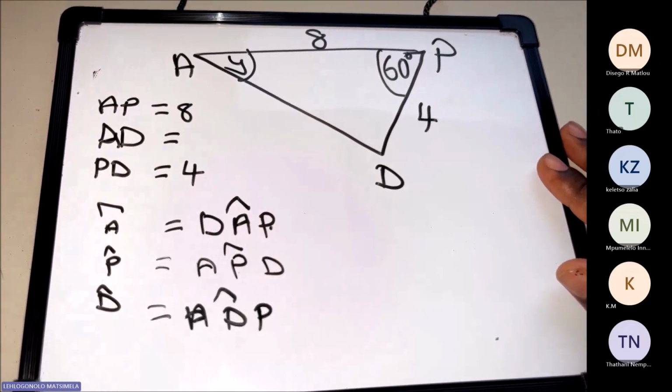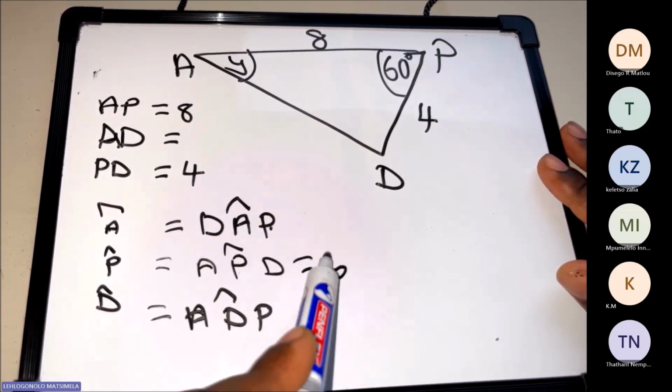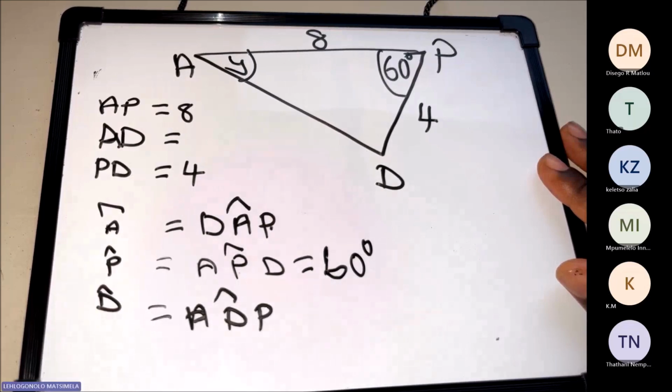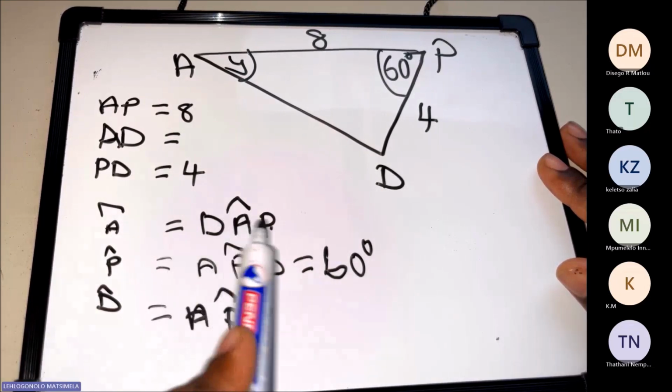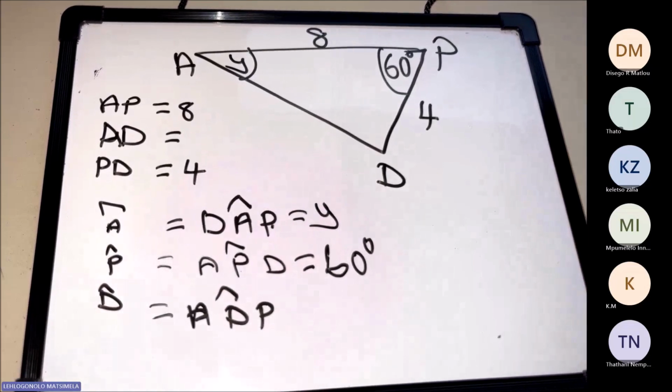And then now they have the values that are given. Angle APD is given as 60 degrees. Angle DAP is given as small letter y. While angle ADP is not referenced, we just reference it in our own way in this manner.